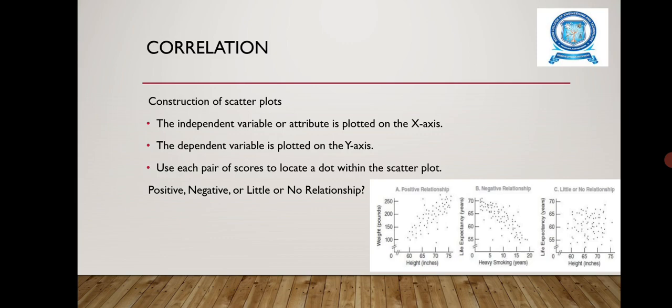The weight and height are shown in the positive relationship. Height is shown on the x-axis and weight is shown on the y-axis. And in the case of negative relationship, heavy smoking and life expectancy is shown in the negative relationship. Little or no relationship is shown by height and life expectancy.